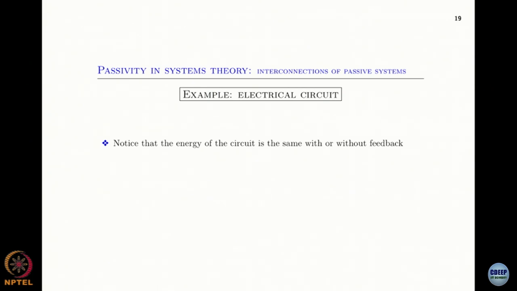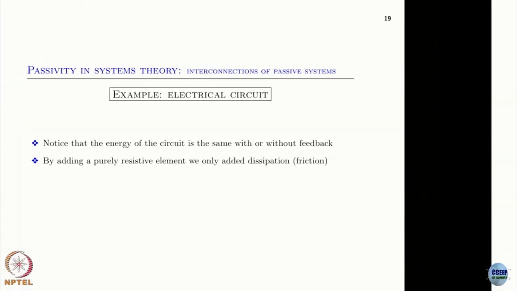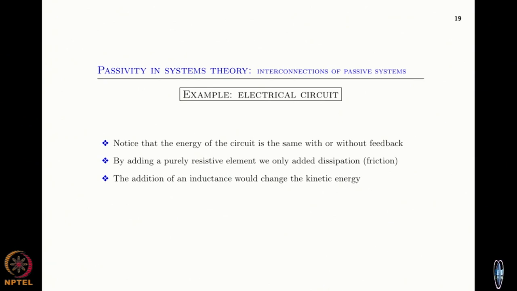So the energy of the circuit is the same with or without feedback. That's the energy. But by adding a purely resistive element, we just added dissipation. We added friction. Imagine if it were a pendulum. Previously I showed you an example without friction, then you come and add friction, now you have output strict passivity, yeah? So you enforce the passivity.